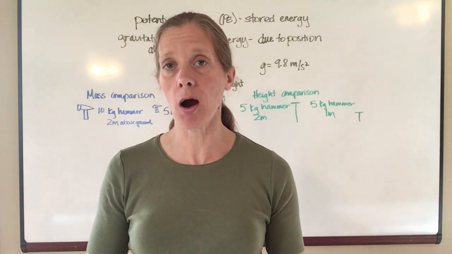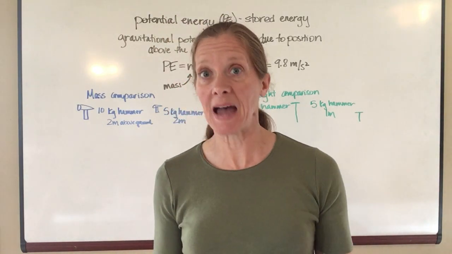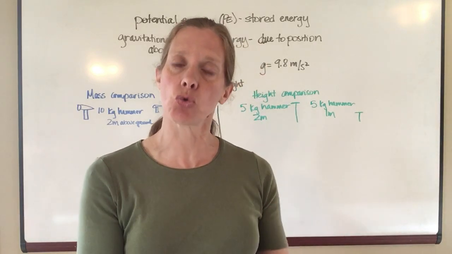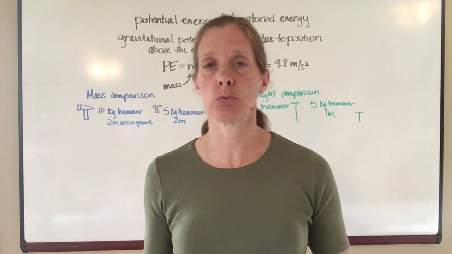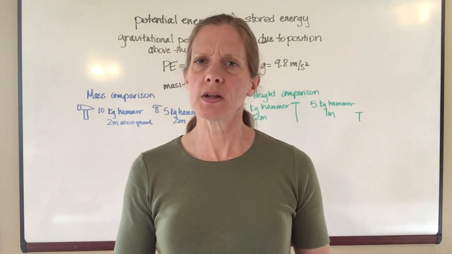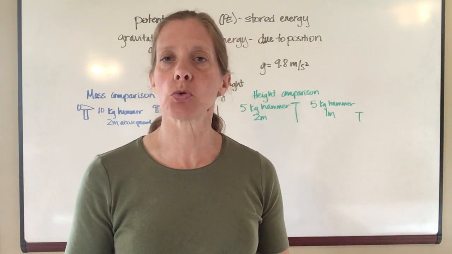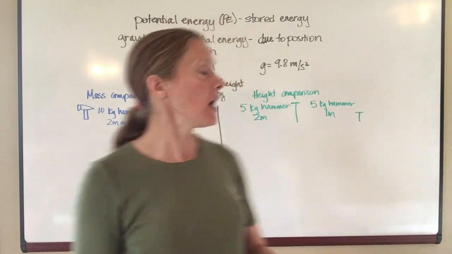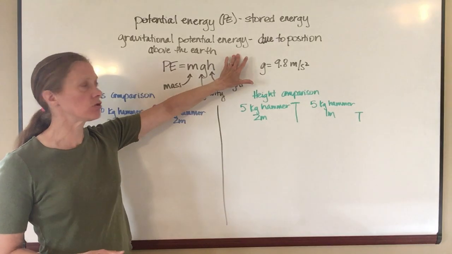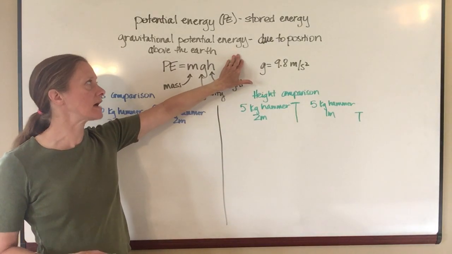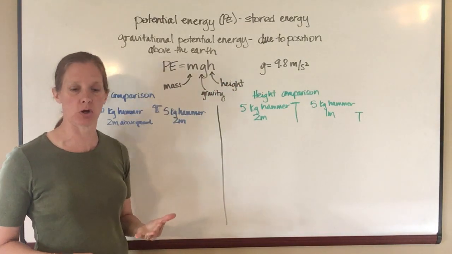If your parents have a car, then hopefully there's some gasoline in it, and that gasoline is stored energy to be used for later work to move the car from one place to another. The main type of potential energy that we're going to be discussing today is called gravitational potential energy. And that energy is energy that an object has due to its position above the earth.